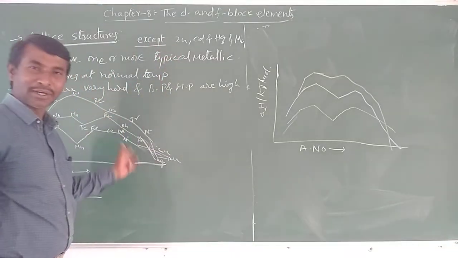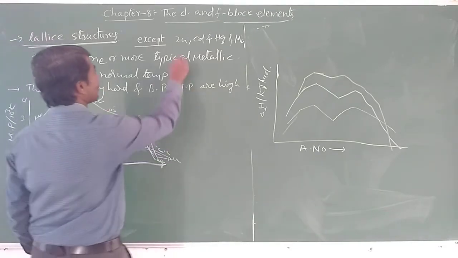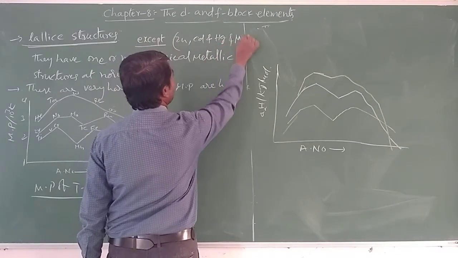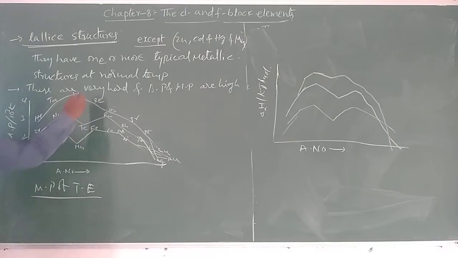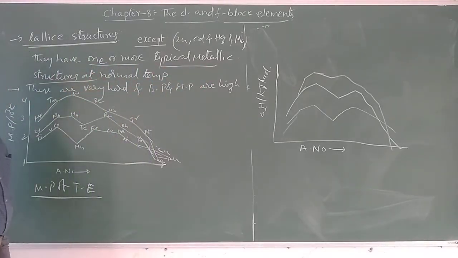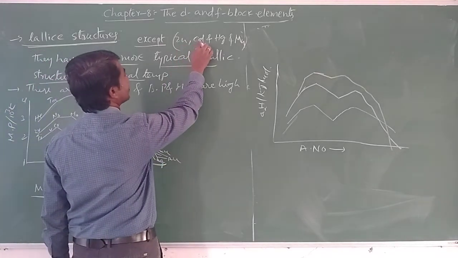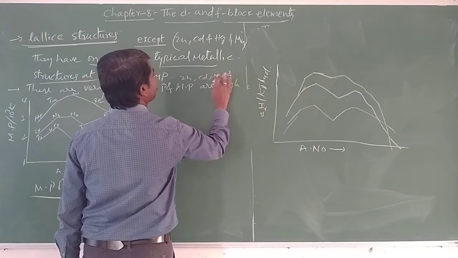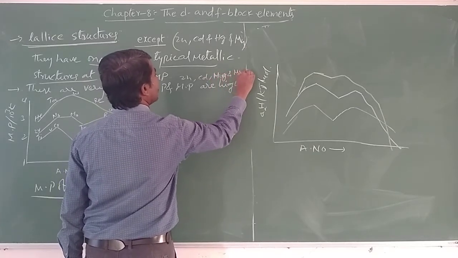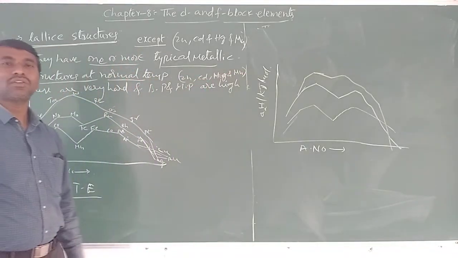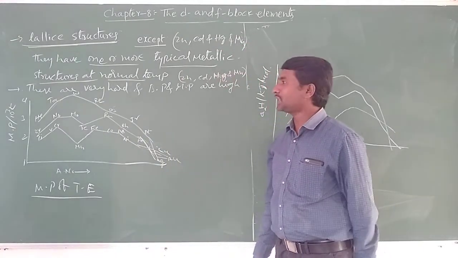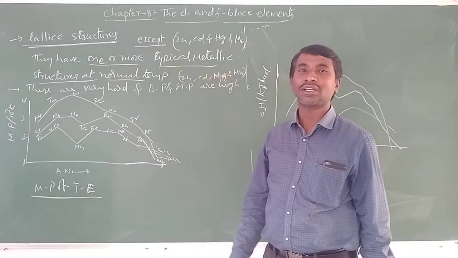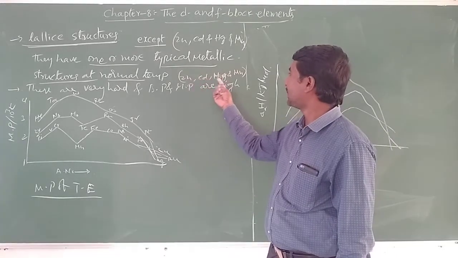All the transition elements, except zinc, cadmium, mercury and manganese, have one or more typical metallic structures at normal temperatures. Zn, Cd, Hg and Mn show more than one metallic structure. Why? Because of the extra stability of the elements Zn, Cd, Hg and Mn.